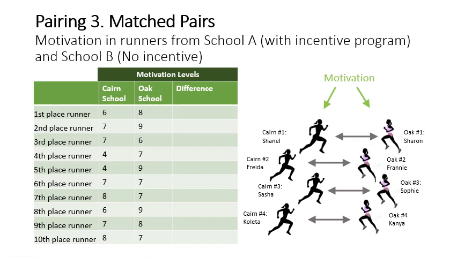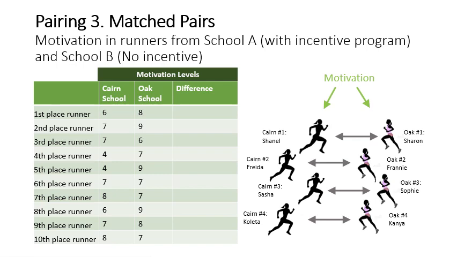And so we take the first place runner at Carnes School and compare that person with the first place runner at Oak School. So here we have the number one at Carnes School, Chanel, compared with Sharon, the number one at Oak School. Now, next we match up the second place runners. And so we have at Carnes School, the number two runner is Frida. At Oak School, the number two runner is Franny. And we continue on, comparing Sasha with Sophie, the third place runners, and Coletta with Kanya, the fourth place runners, and so on. And we measure motivation in each runner.